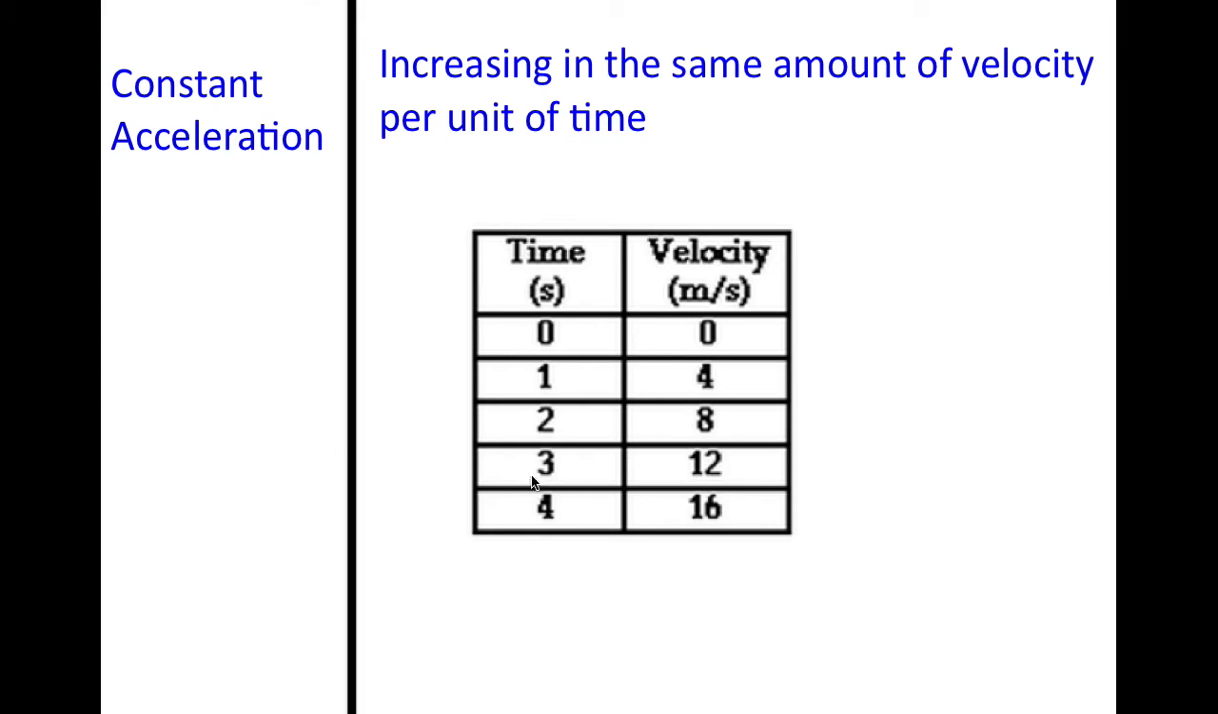Let's check to see if this is uniform. At 3 seconds, we should have an increase again of 4 meters per second. 8 to 12 is 4 meters per second. At 4 seconds, we have an increase of again 4. So this is a constant acceleration, which is therefore changing the velocity by a set unit per time.